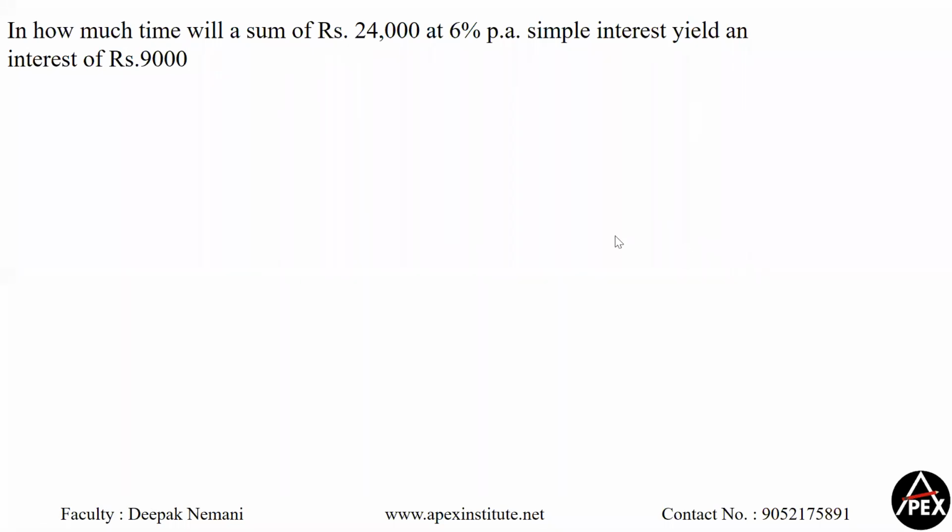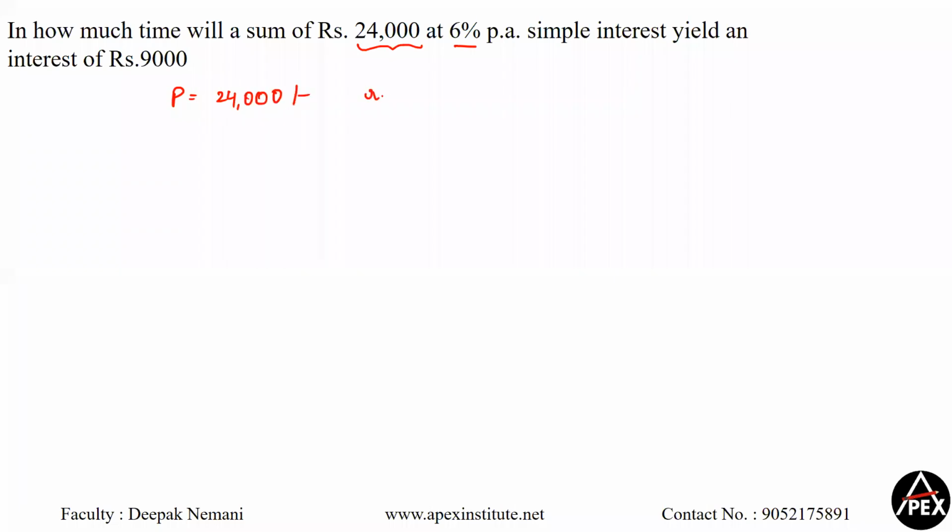Yeah, perfect. 8 years 3 months? No, it should be 6 years 3 months. The answer should be 6.25 years. Okay. Now, in how much time will a sum of 24,000 at 6% per annum simple interest yield an interest of 9,000? Okay. Now what is this 24,000? Is it amount or principal? This is principal because this sum is yielding an interest of 9,000, isn't it? So we are given principal as 24,000.